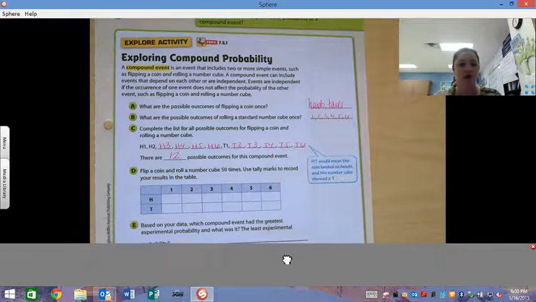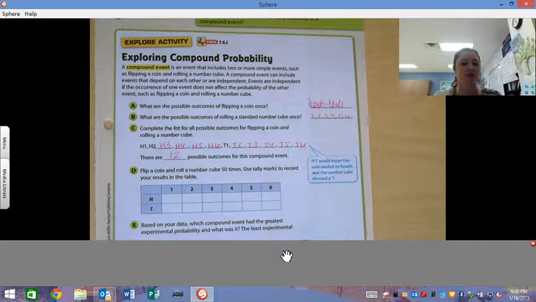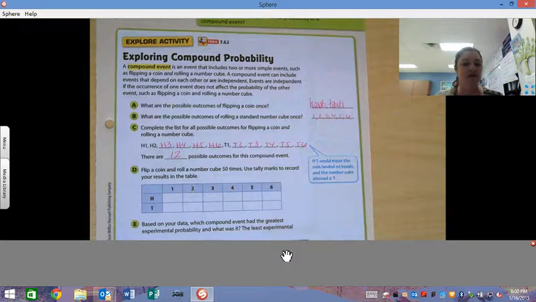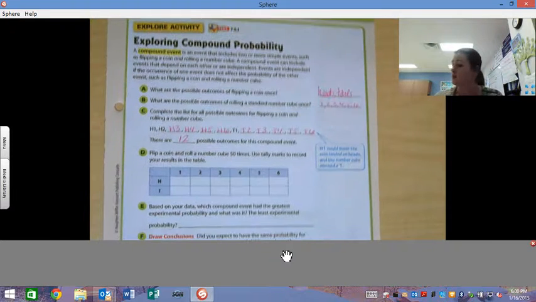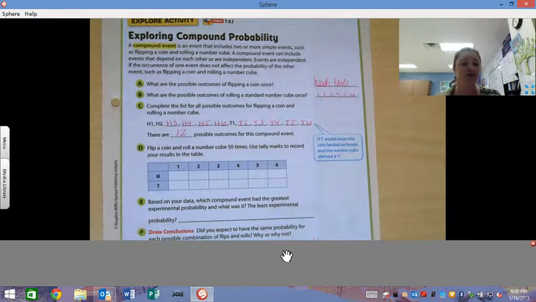So, based on your data, which compound event had the greatest experimental probability, and what was it? What was the least experimental? Well, I don't know what your data is, so you're going to have to look at it. Once you get it, let me know. I will come around and check it, and I'll look over and make sure everything is okay.